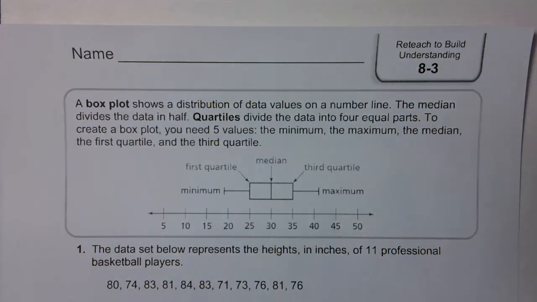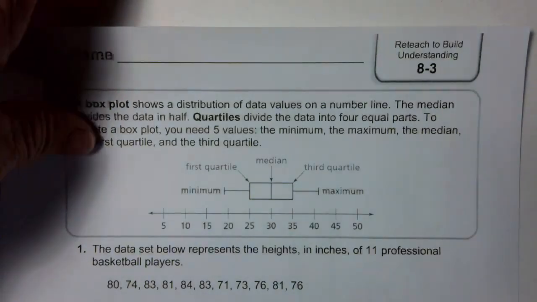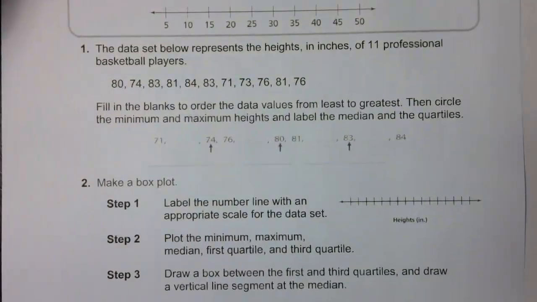To create a box plot, you need 5 values: the minimum, the maximum, the median, the first quartile, and the third quartile. The 5-finger statistics, remember? Okay, so I'm going to cover that up and go down to problem number 1.